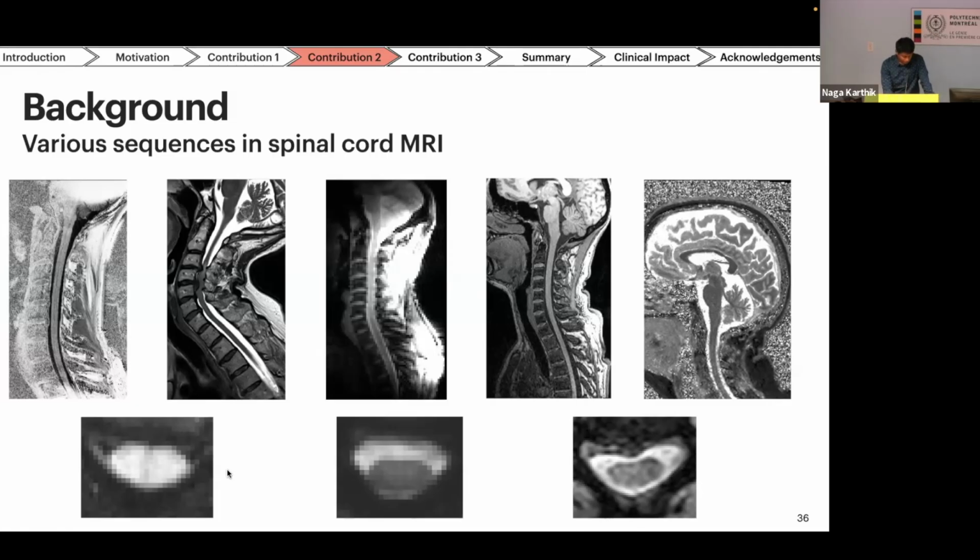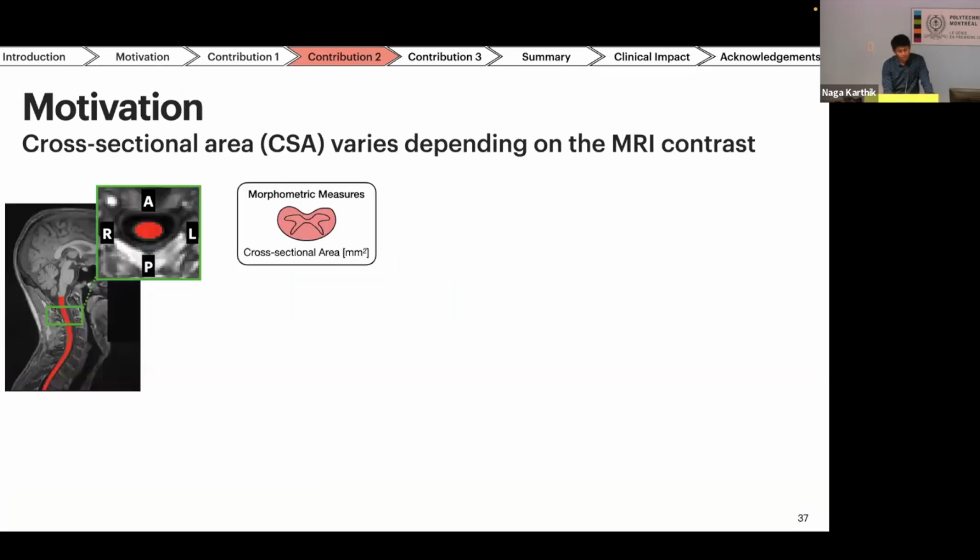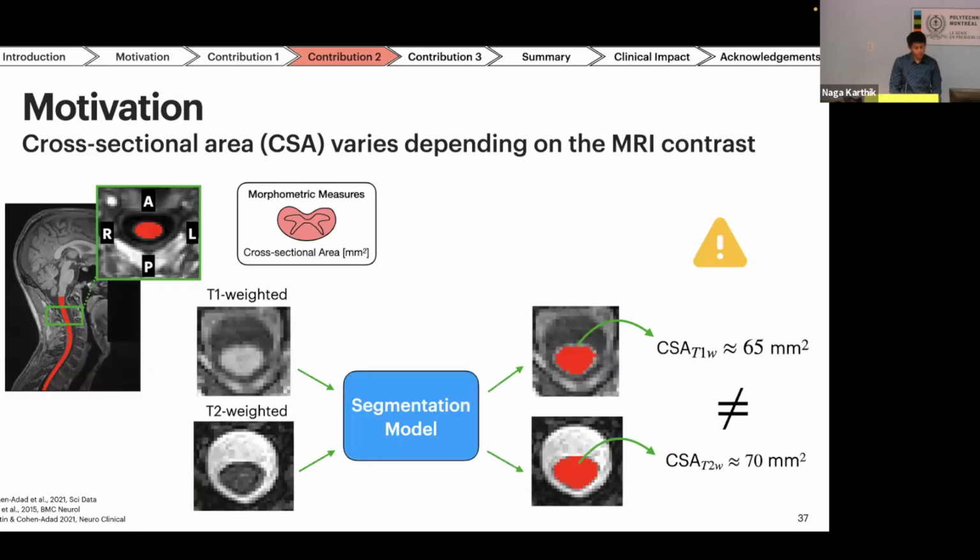So the issue with having multiple sequences is that when you compute the cross-sectional area of the spinal cord, it varies depending on the MRI contrast. So we are interested in this measure. Once we get the segmentation, we compute the cross-sectional area. The problem now is, for example, if you look at two contrasts, T1 weighted and T2 weighted, we pass them to a segmentation model, we see that the area computed from T2 weighted is approximately 8% higher than that computed from T1 weighted. And this is a problem.